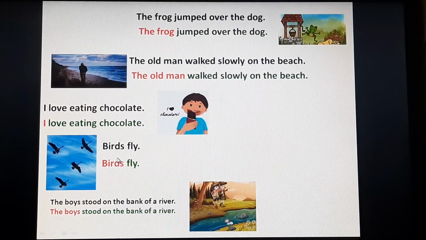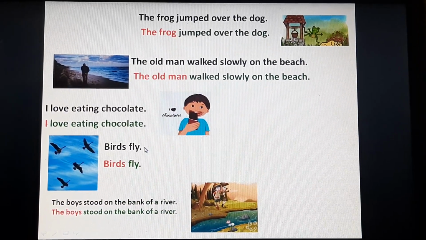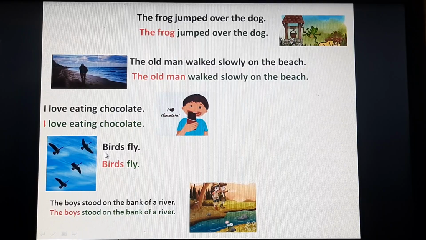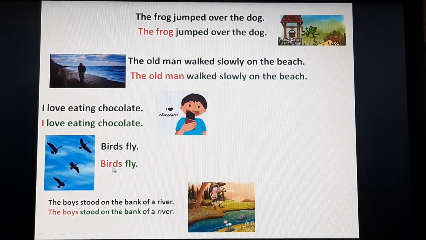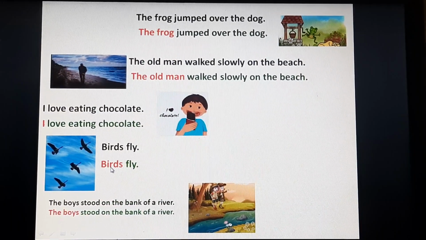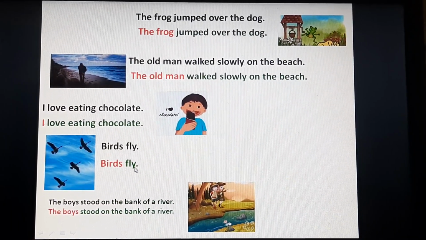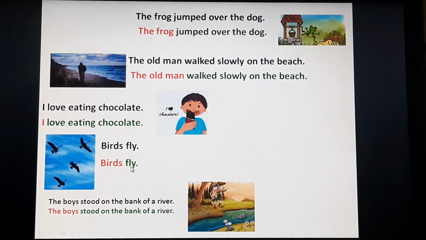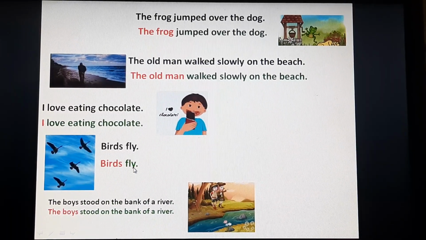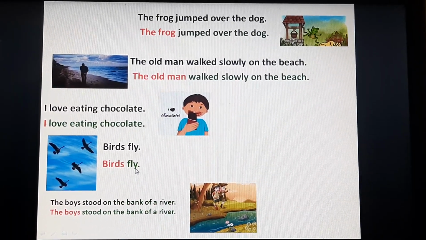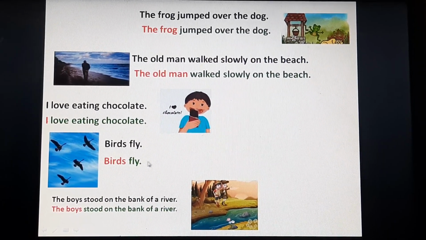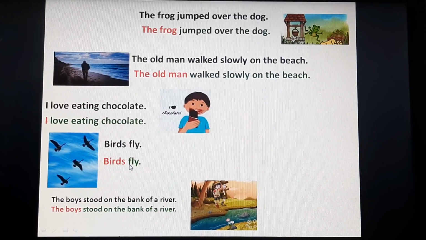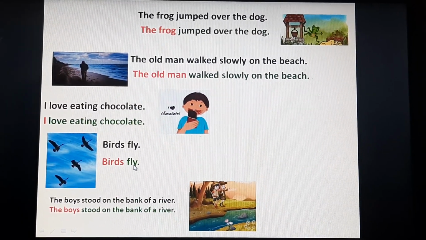The next one, birds fly. The sentence is talking about birds. It is your subject. Birds is a noun. What are they doing? They fly. So fly is your predicate. Remember, it is only a verb. There is only a verb over here, nothing more. Even then, this fly becomes your predicate.